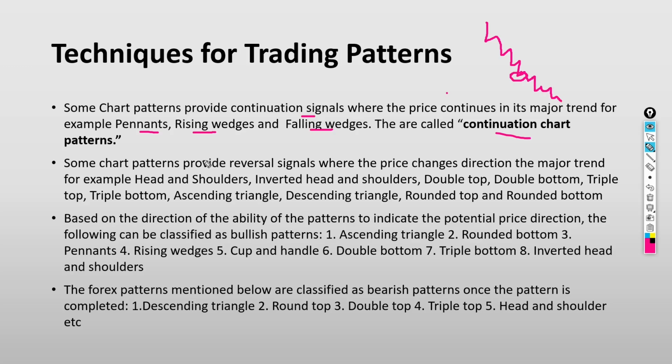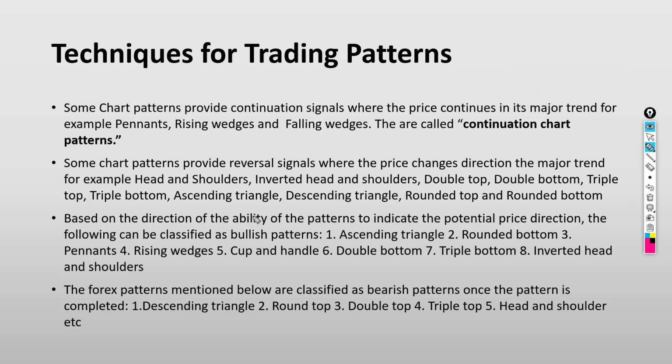And then some charts provide reversal signals, where the price changes direction from the major trend. For example, we have the head and shoulders, the inverted head and shoulders, the double top, the triple top, triple bottom, ascending triangle, descending triangle, rounded top or rounded bottom. We shall cover all those ones. For example, if you're in a clear uptrend like this, and then right here you get a head and shoulders pattern, we expect a reversal into a downtrend from the recent uptrend.